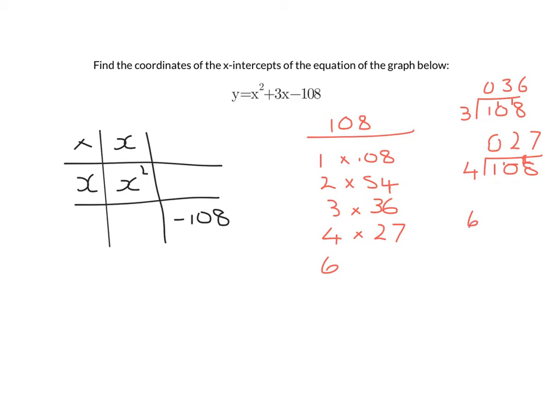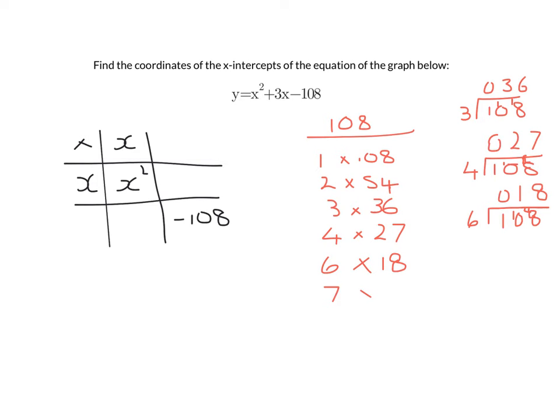So again, I'm going to do a little bus stop. 6 into 108. 6 into 1 is 0. I've still got that 1. 6 into 10 is 1, and then there's 4 left. And 6 into 48 is 8. So it's 6 times 18.